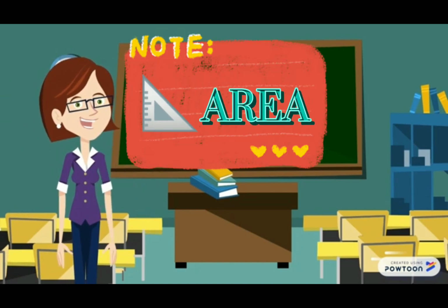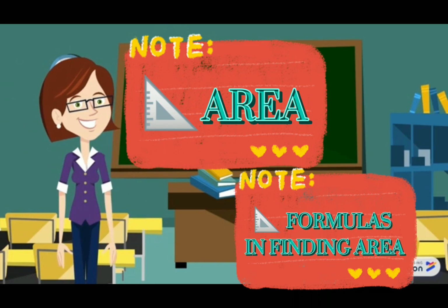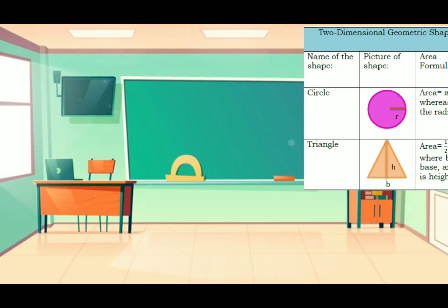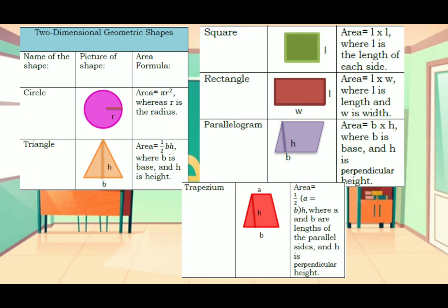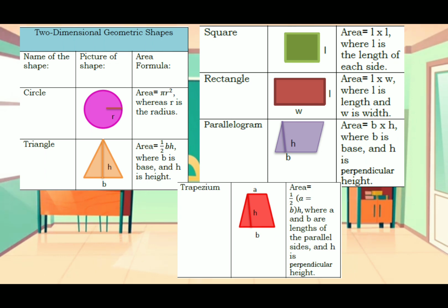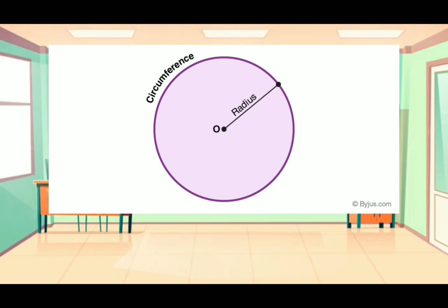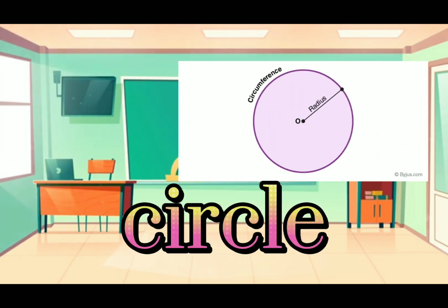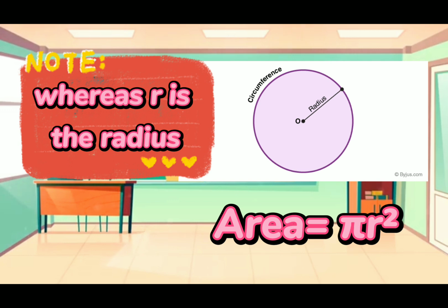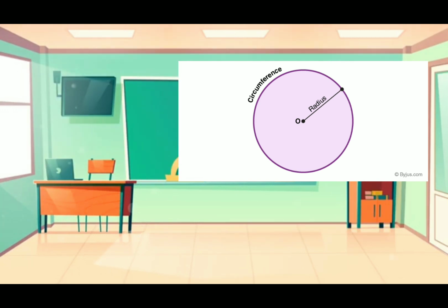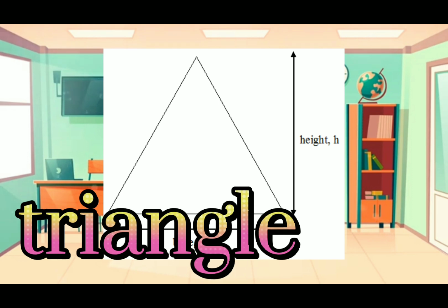Today, we will only focus on area and the formulas in finding area. So try to look at the chart on the board. The chart shows the basic examples of two-dimensional shapes, labeled with the name of the shape, picture of the shape, and the formulas in finding area. The first shape is circle. The formula in finding the total area of the circle is area is equal to pi r squared, where r is the radius.